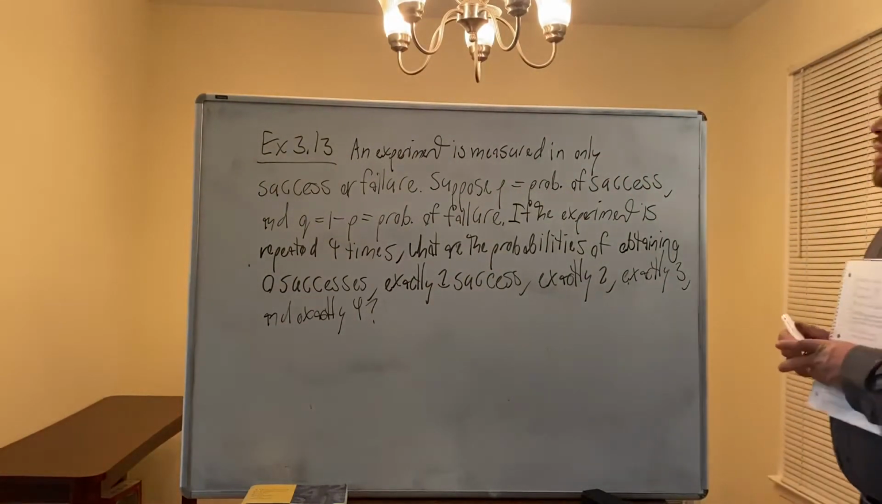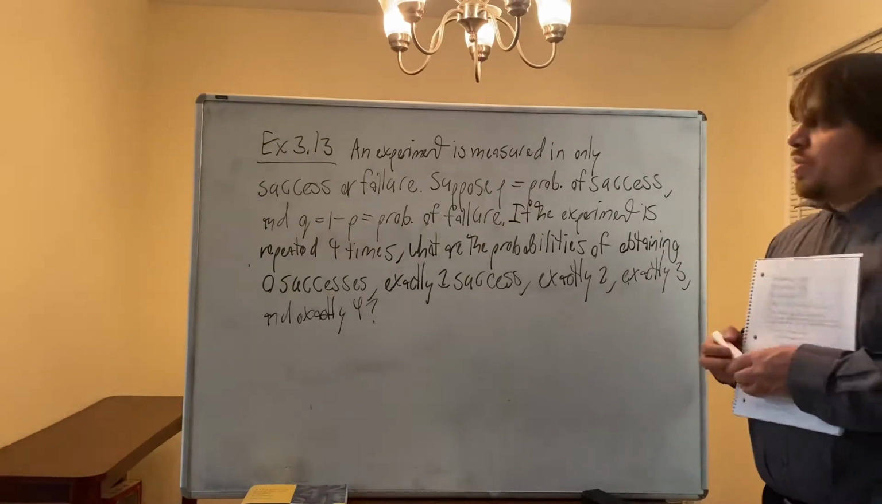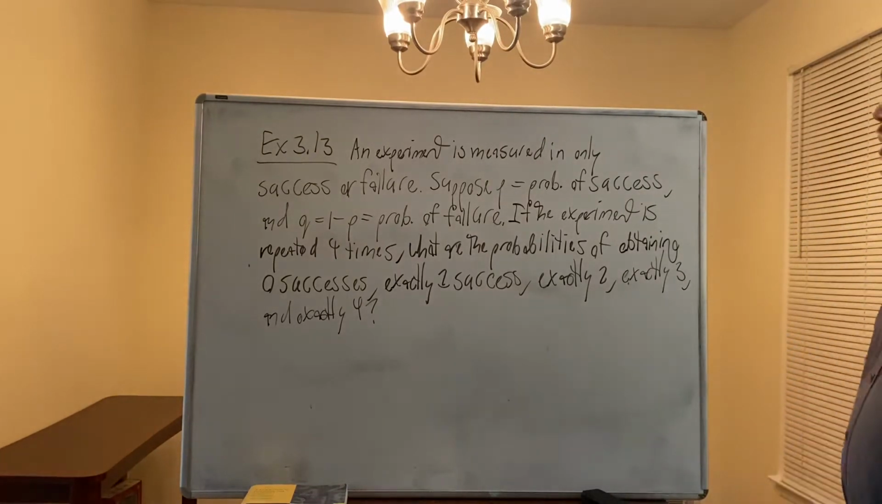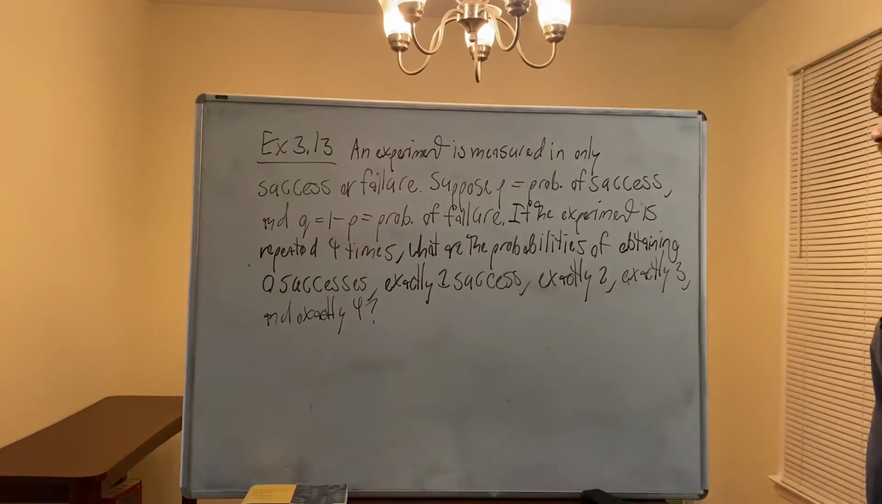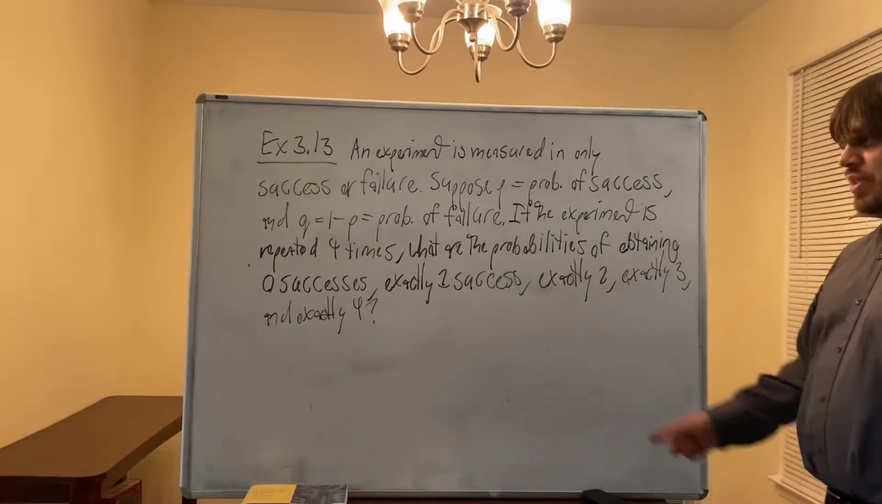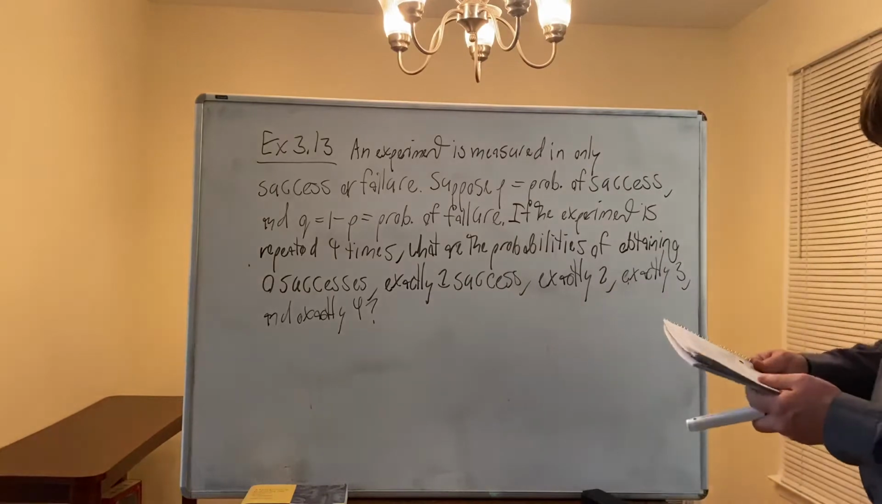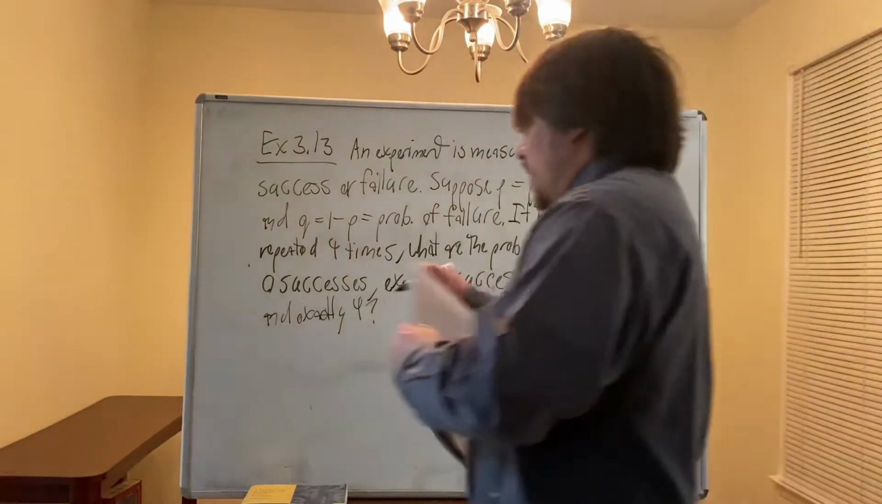Okay, so example 3.13. An experiment is measured in only success or failure. Suppose little p is the probability of success, and q equals 1 minus p is the probability of failure. If the experiment is repeated 4 times, what are the probabilities of obtaining 0 successes, exactly 1 success, exactly 2 successes, exactly 3 successes, and exactly 4 successes? Okay, so here's the solution.